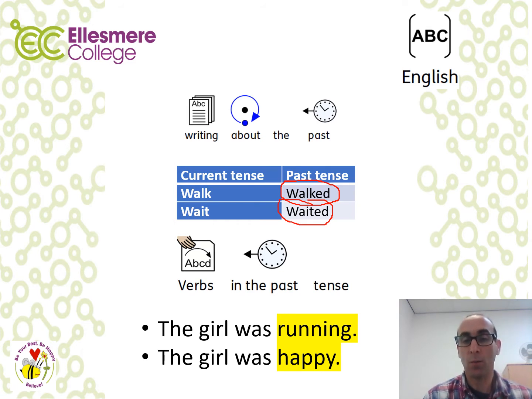In the second lesson, we'll be looking at verbs in the past tense. When we change a regular verb, we simply add a D or an ED to the end. However, there are irregular verbs and we need to think about how we carefully spell those words to turn them into the past tense. In the examples below, the girl was running and the girl was happy are both in the past tense.